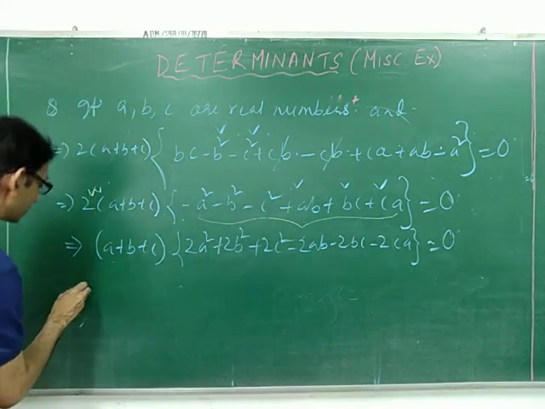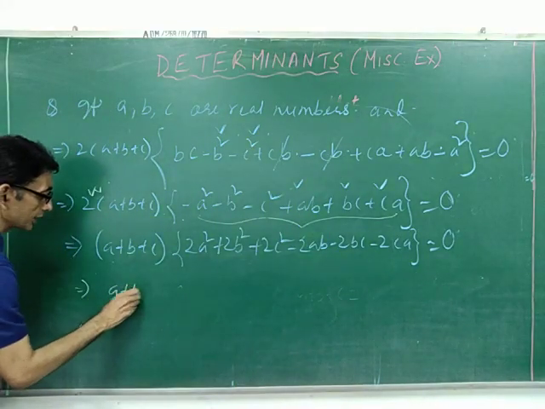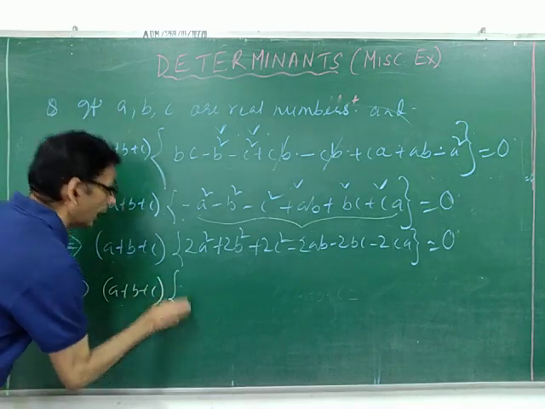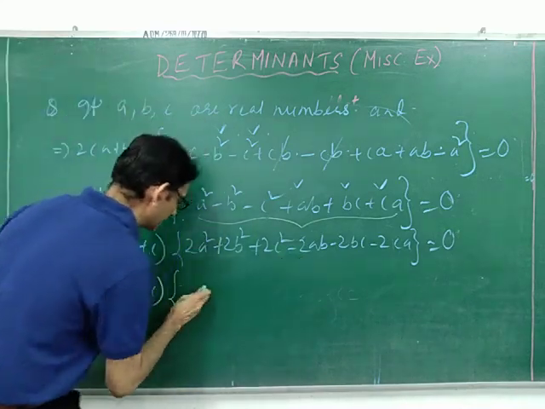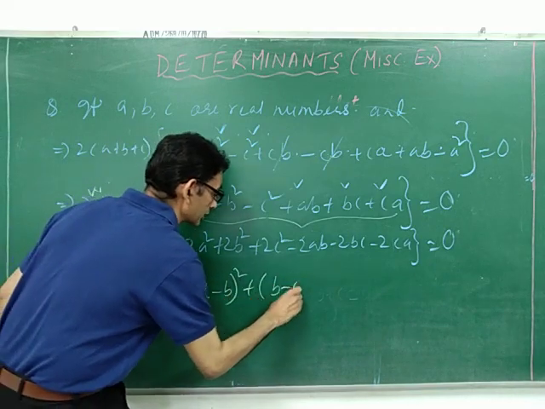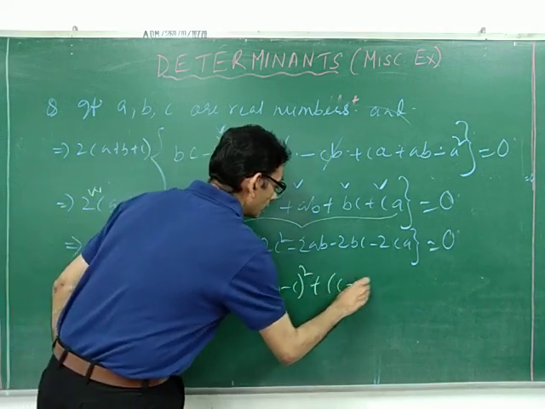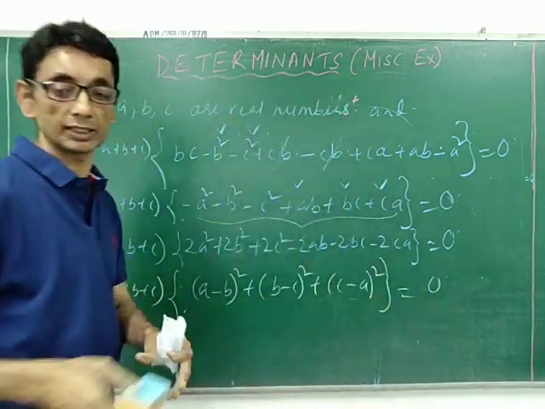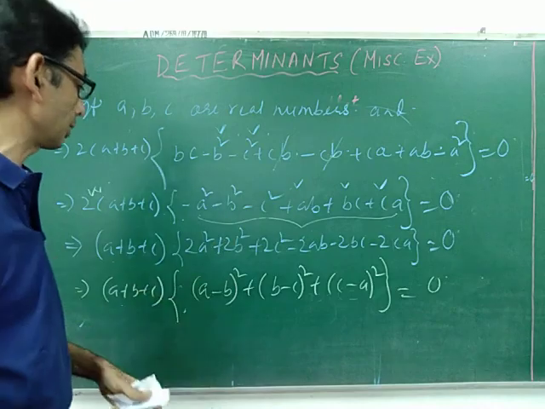The next step is this: a plus b plus c. Okay, a plus b plus c. And this expression is a sum of 3 squares. It's a standard expression. Okay, sum of 3 squares. I can show you how this can be. This is a standard expression, so that's what I have written directly.